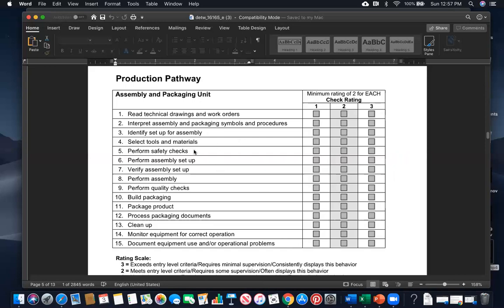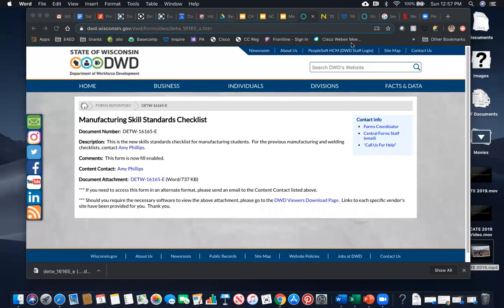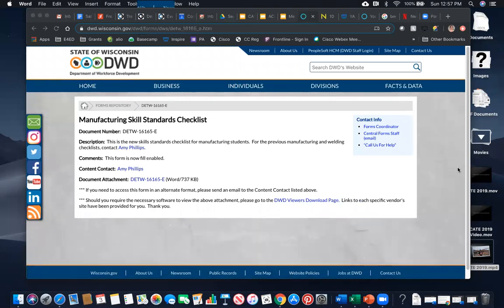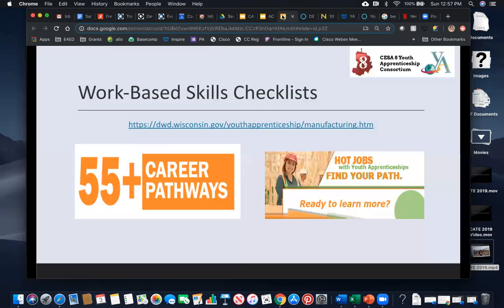So you never have to wonder what it means when it says that you are grading a student on selecting tools and materials. There's a page that tells you exactly what that means and what skills to look for under that particular overall skill. So everything is very clearly laid out by the DWD as far as what you have to follow for those students. So now I will move this and go back to our PowerPoint. But if you have any questions about anything with youth apprenticeship, the DWD website is a great place to start.